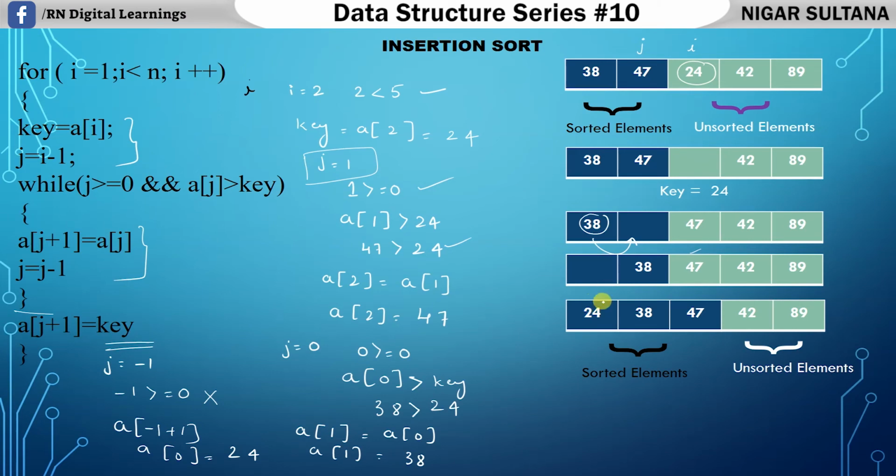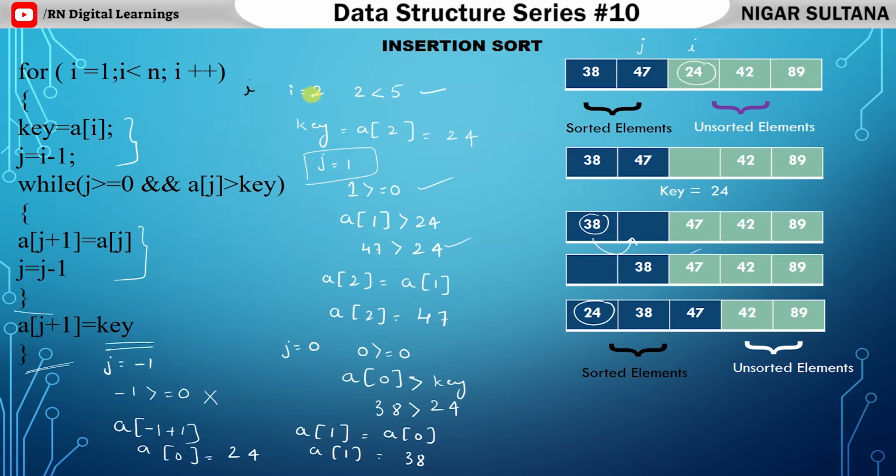See, 24 is being placed in A of 0. Now, there are three elements. 24, 38, 47 are the sorted elements. And the rest of the elements, like 42 and 89, are my unsorted elements. Now, after completing these statements, let's increment the value of I.